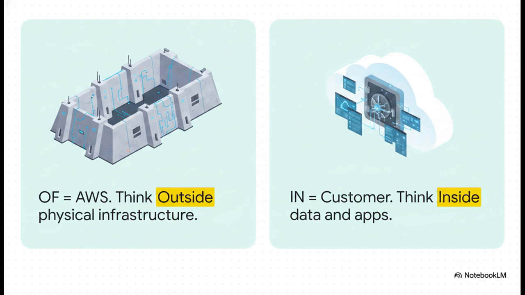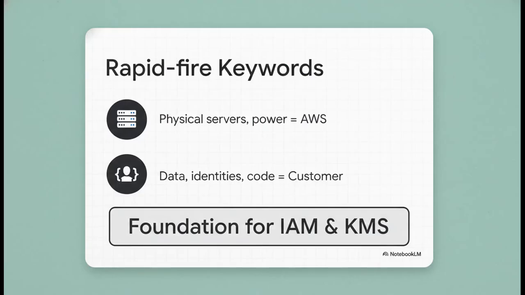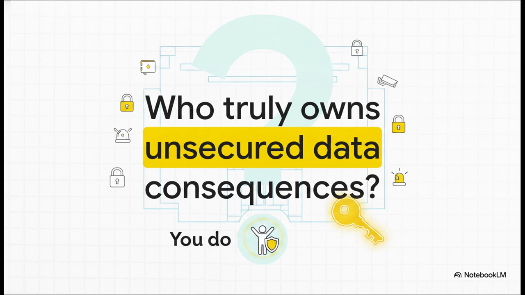Super simple, right? And here are your rapid-fire keyword cheat codes. If an exam question mentions physical servers, power, cooling, or data centers, boom, the answer is AWS. If a question mentions data, identities, permissions, encryption settings, or your application code, boom, it's the customer. Mastering this shared responsibility model isn't just about passing this one section. It literally sets the foundation for understanding everything else in the security domain, like IAM, Key Management Service, CloudTrail, the whole shebang.